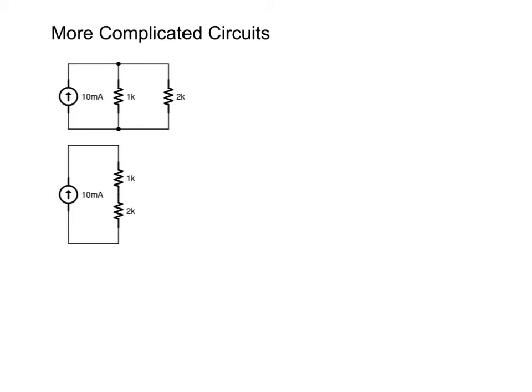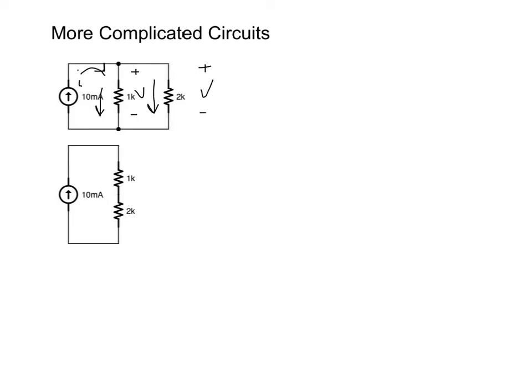And it may seem obvious that the voltage across this resistor will be the same as this resistor. That may seem obvious, and in fact it's true, but what I don't know is, if I have a current here, how much goes here and how much goes here.